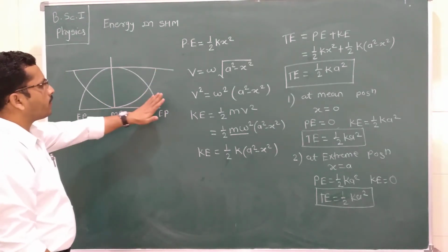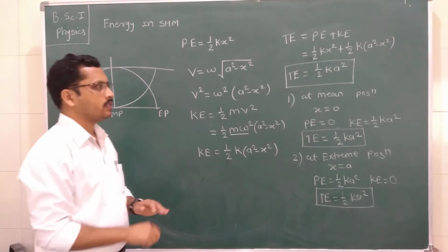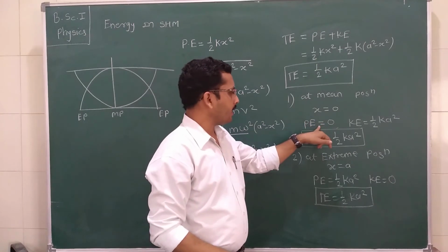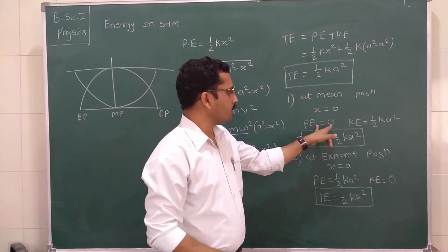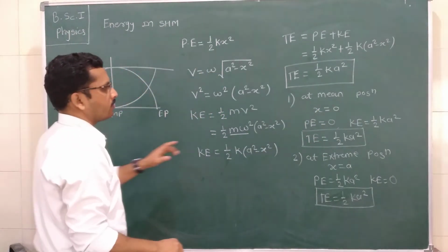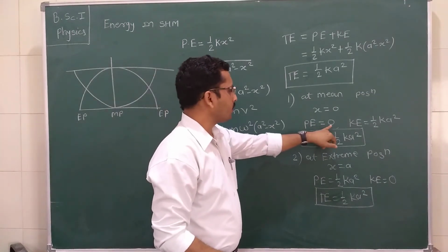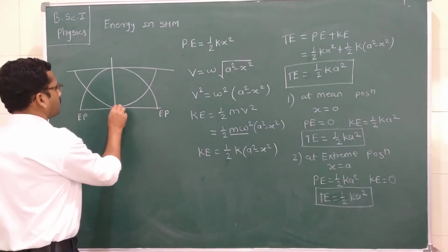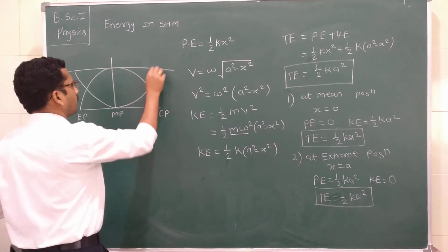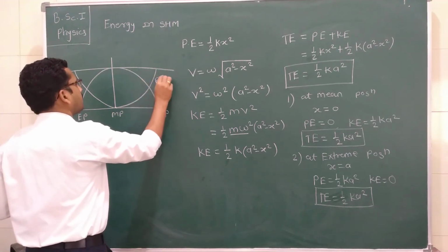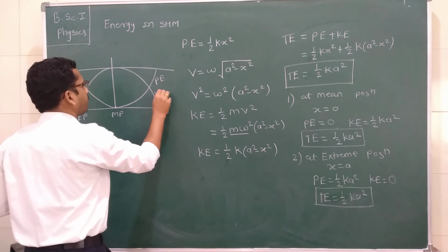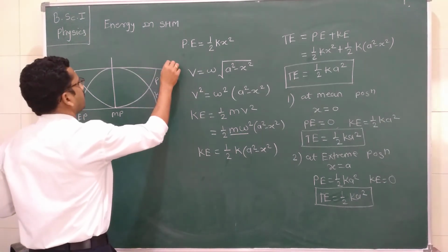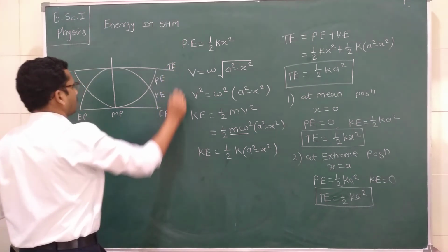So which graph represents which type of energy? Potential energy is equal to 0 at the mean position. So this is the mean position and this is 0. So this graph represents the potential energy and this graph represents the kinetic energy. And what is this? This is nothing but the total energy.